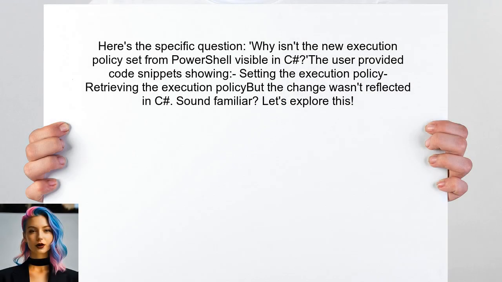Let's dive into the specific question at hand. One user asked, why isn't the new execution policy set from PowerShell visible in C#? They provided some code snippets showing how they set and retrieved the execution policy, but the change wasn't reflected in their C# application. Sound familiar?